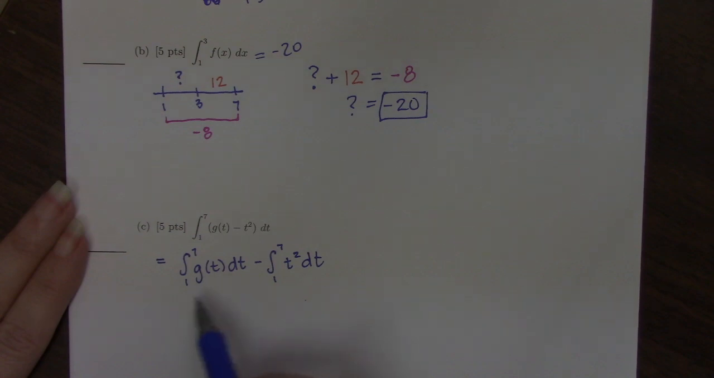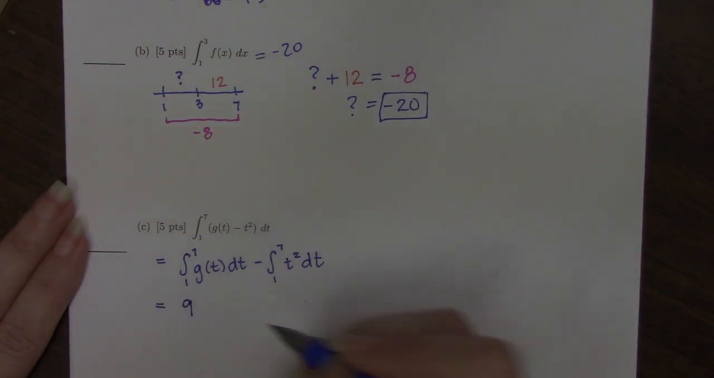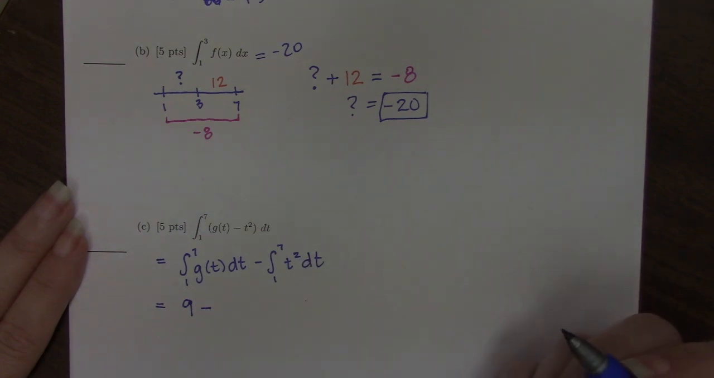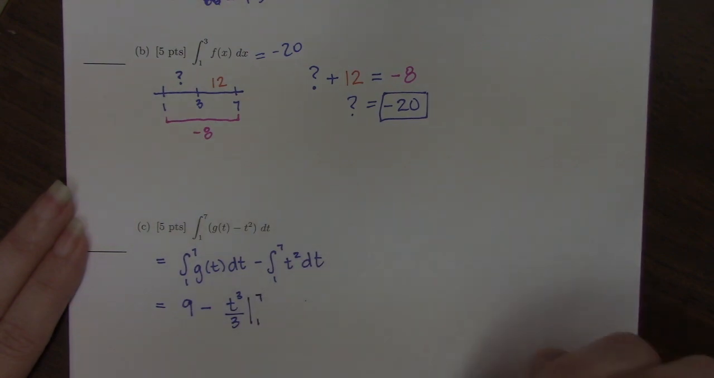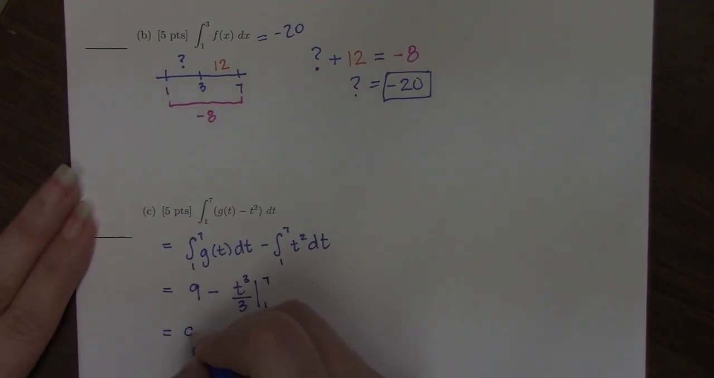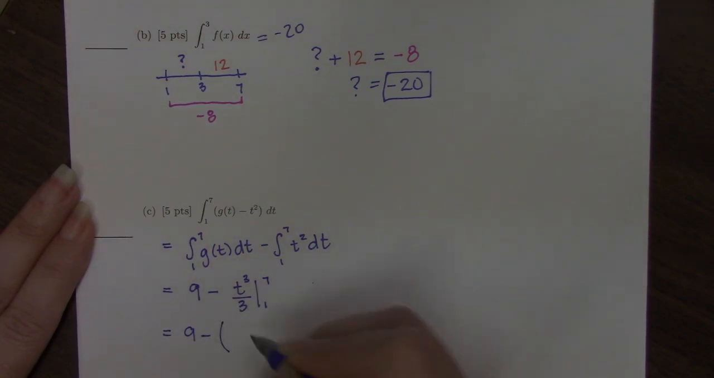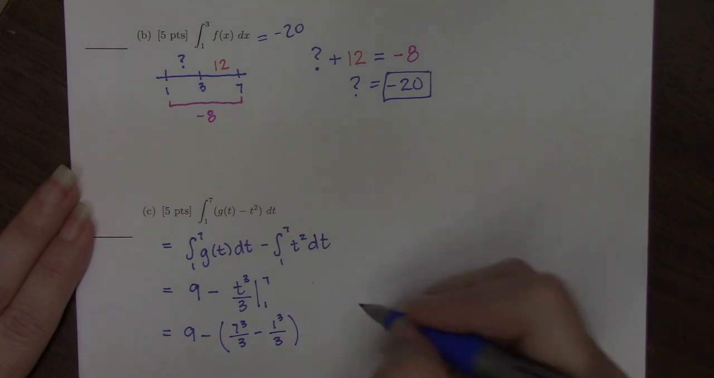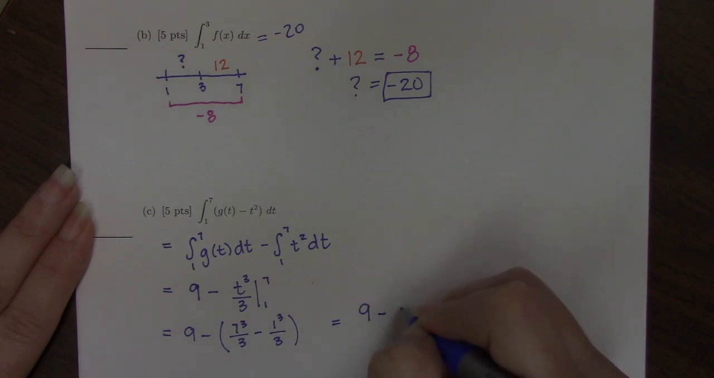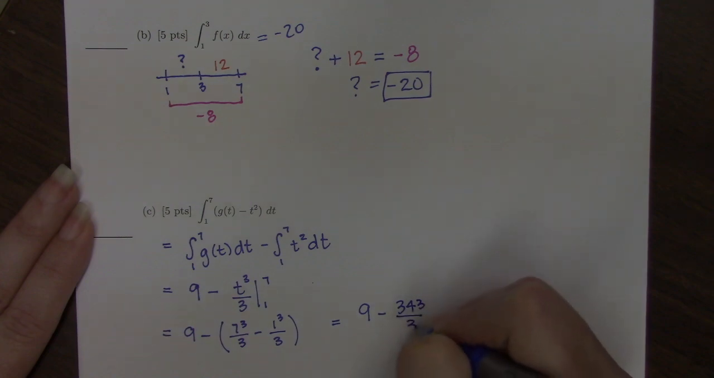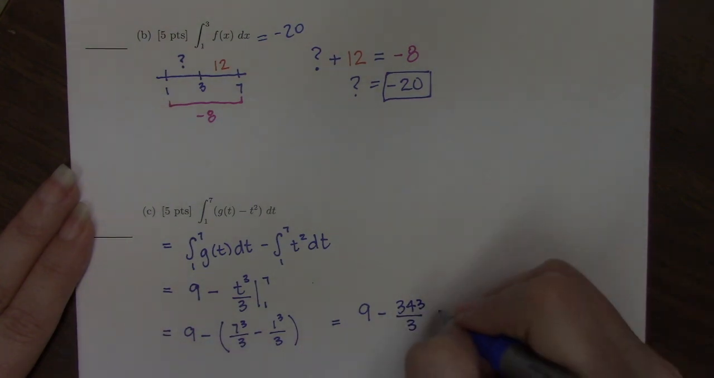Well, this is a known value. I know this is 9, so I can just substitute 9. This is an integral I can very easily calculate. So the antiderivative is going to be t cubed over 3. I'm going to evaluate that from 1 to 7. So I get 9 minus 7 cubed over 3 minus 1 cubed over 3. And this equals 9 minus 343 over 3. This minus minus becomes a plus.